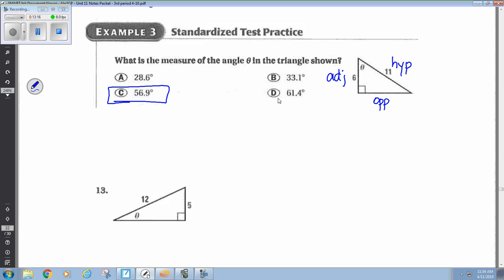Same thing with problem 13. We're not going to do it together, but if you solve the problem correctly, theta should equal 24.6 degrees, or 25 degrees if you're going to the nearest whole number. Again, from theta, that's your opposite, that's your hypotenuse, and the blank side is your adjacent. So sine would have been used here.